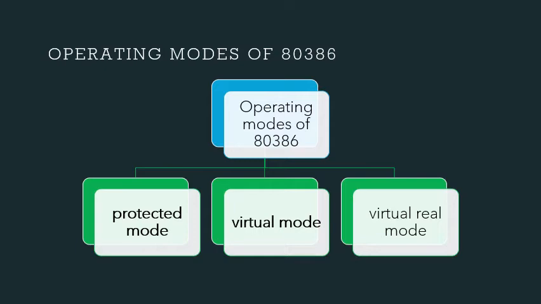In virtual mode, the overall memory of 80386 can be divided into various virtual machines, and all of them act as a separate computer with an 8086 microprocessor. This mode is also called virtual 8086 mode or V86 mode. The other one is the virtual real mode. This mode allows the system to execute multiple programs in the protected memory, and in case a program at a particular memory location crashes, it will not cause any adverse effect on the other parts of the memory.